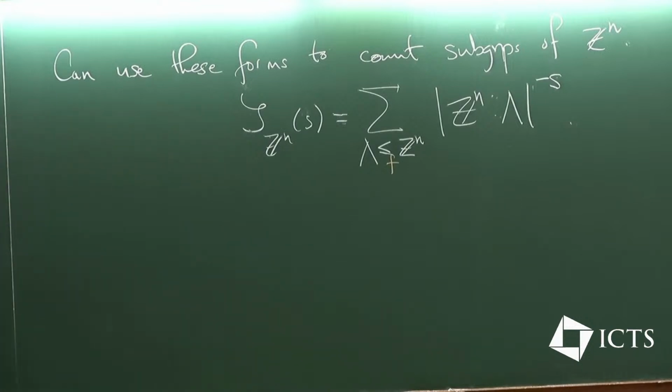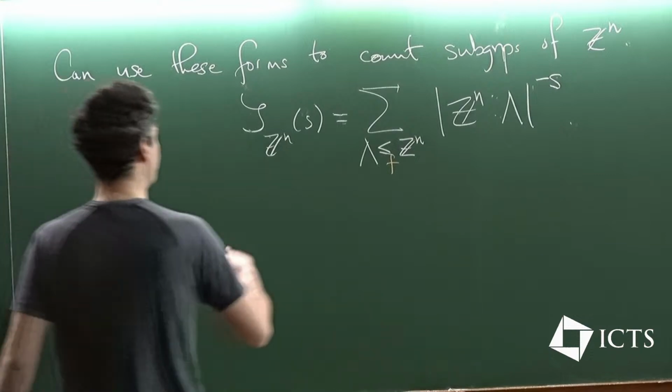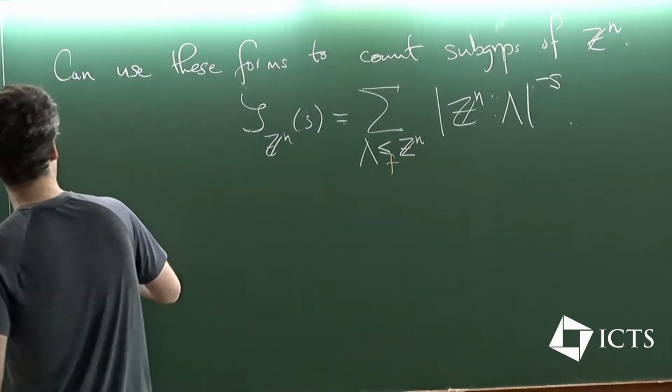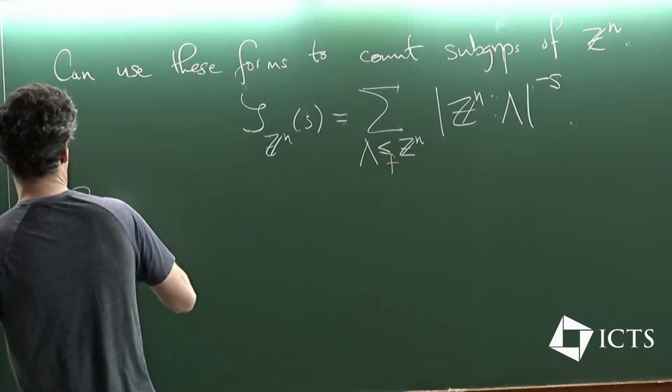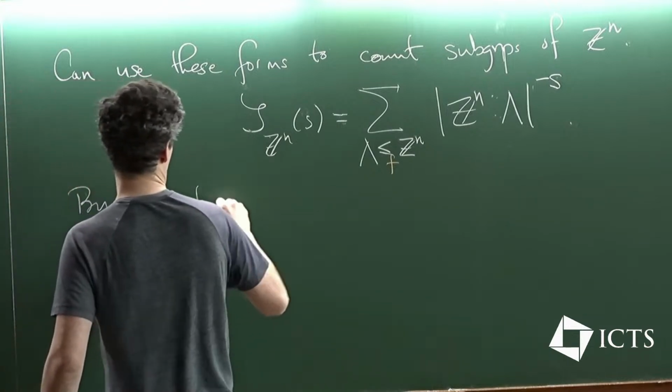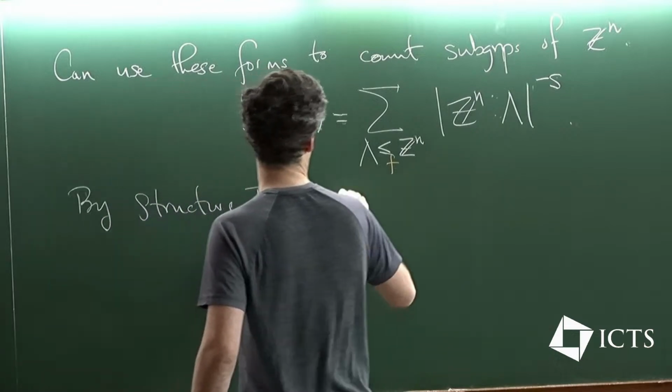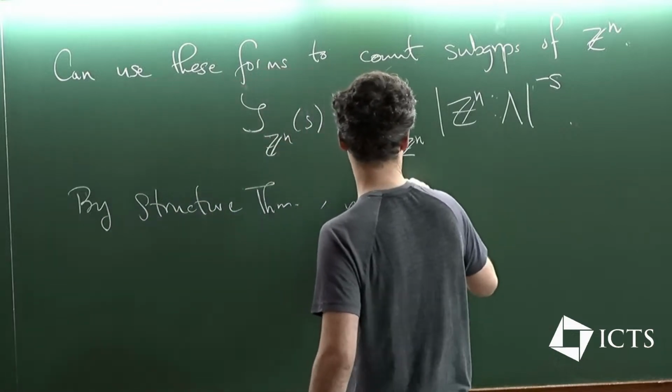And by the structure theory of modules over PIDs, or even simpler, the Chinese remainder theorem, we get the Euler decomposition. So I'll just say, by the structure theorem, we get the Euler decomposition.